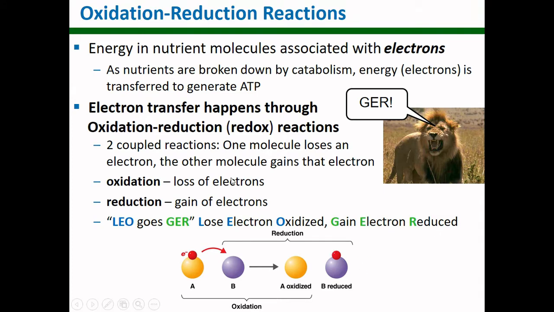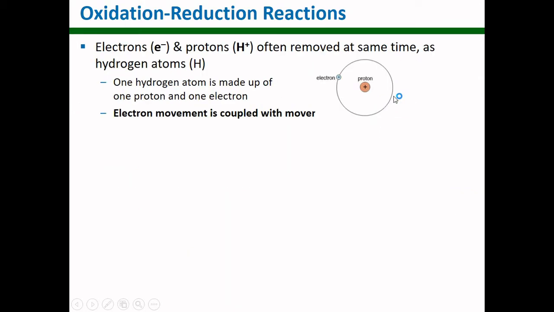There's a really great acronym that I learned in college that helps you remember which way the electrons are going and which word is which. It's LEO goes GER. Lose electron oxidized, gain electrons reduced. Leo the lion goes GER. When those electrons are moved, protons are also moved at the same time. When you have an electron and a proton put together, you have a hydrogen atom.